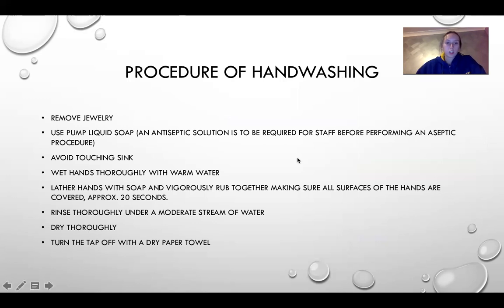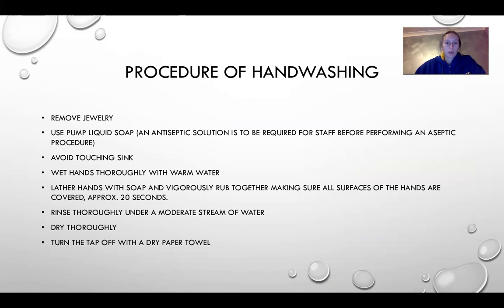This is an instruction of how to properly wash your hands. First, remove your jewelry. Next, use pump liquid soap. An antiseptic solution is required for staff before performing aseptic procedures. You should avoid touching the sink.